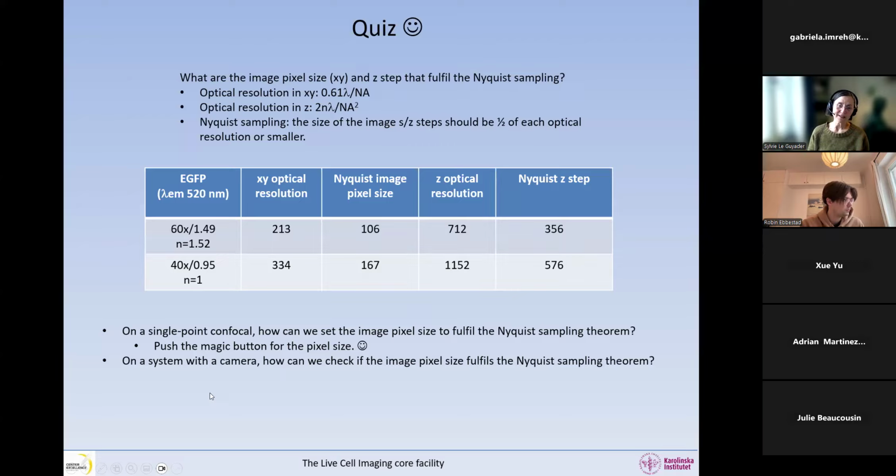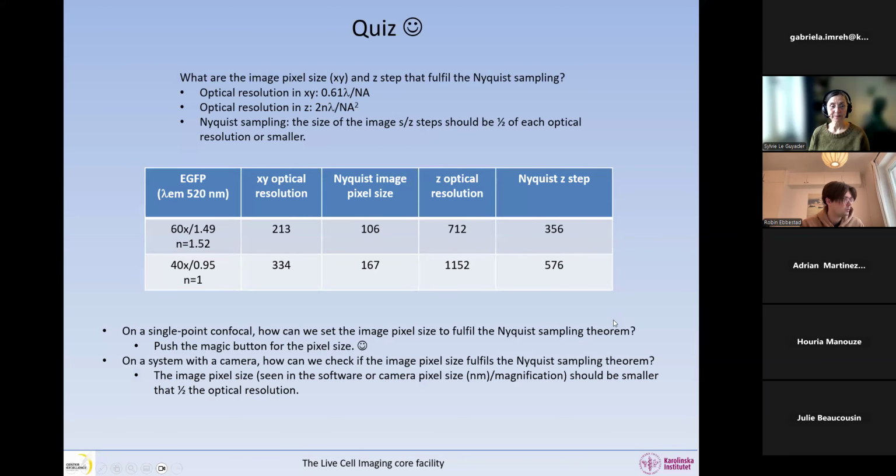And then what can you do with a system with a camera to make sure? There's no magic button, unfortunately. So we look in the software. We can see the image pixel size. Once we acquire an image, we can always find somewhere in the software what the pixel size is in the image. And all we need to do is check that this pixel size is smaller than half of the optical resolution.